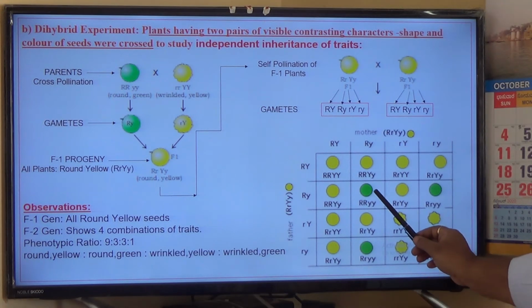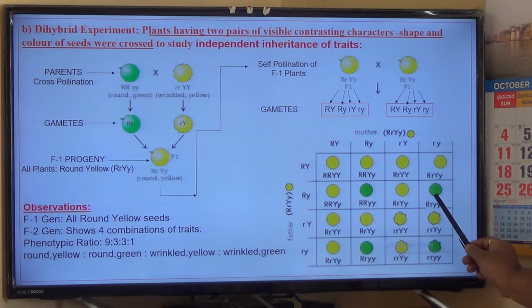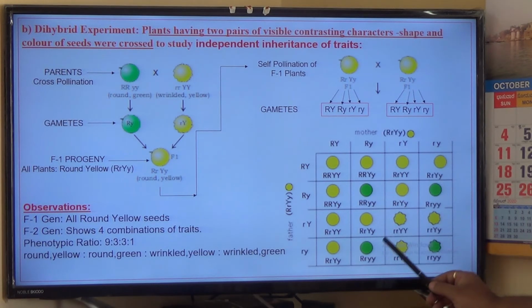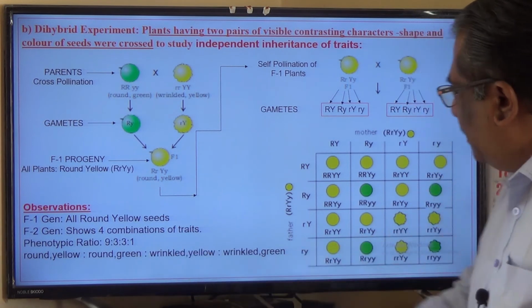Next you look at this one, 1, 2 and 3 here. These 3 are basically capital R, small y. Capital R for round, small y for green. So 1, 2, 3. There are 3 green plants. So round green, 3 plants.